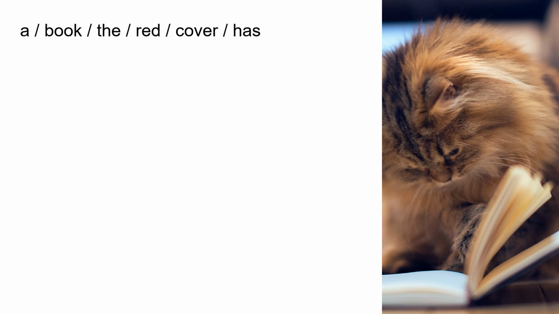A book the red cover has. So has is the verb, and cover, book. So which one is the subject? Something has something. Has cover a book? No. Book has cover. So book is the subject, and then the book is going to be defined by the definite article. The book has a red cover.